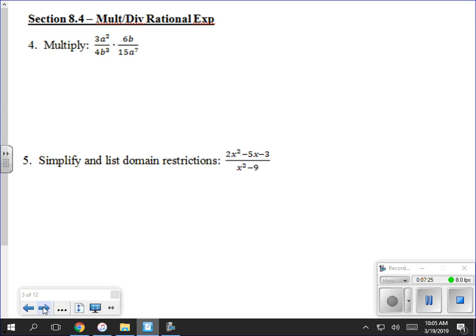Multiplication, division of rational expressions. First one, all you got to do is just start cross-canceling, reducing as best you can.